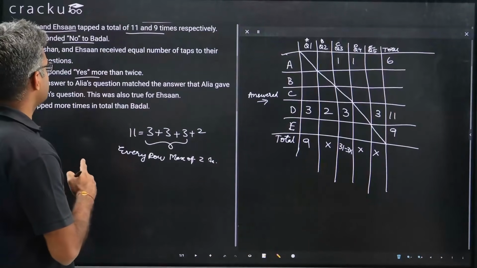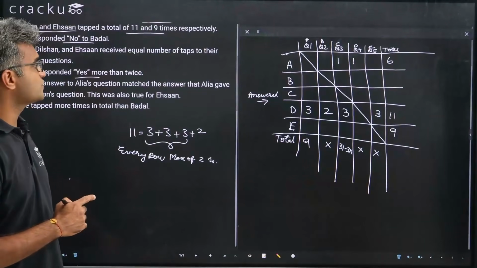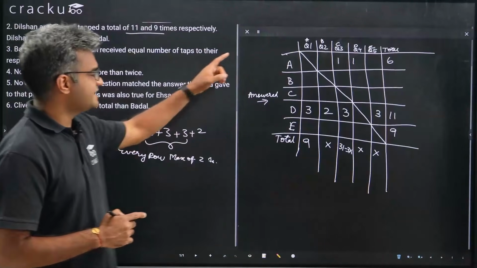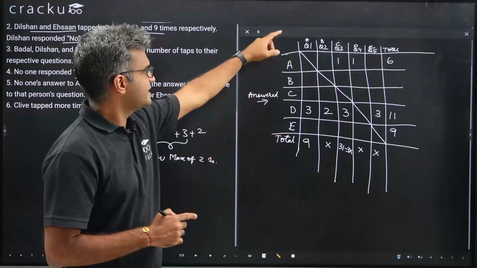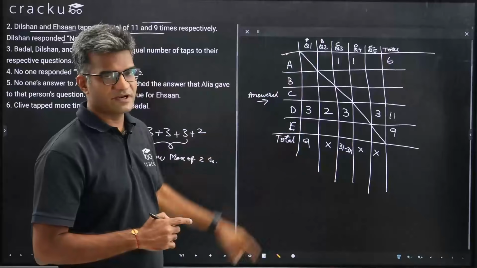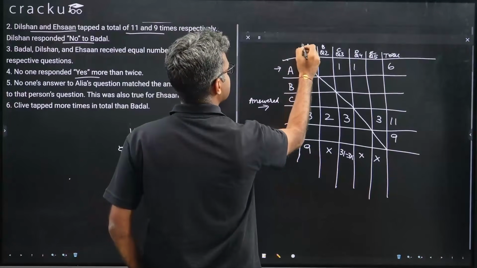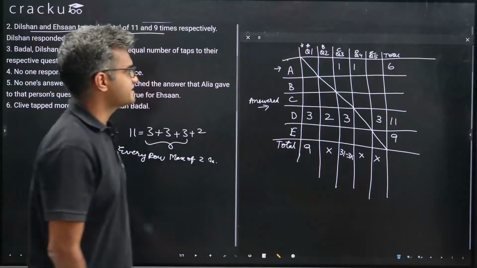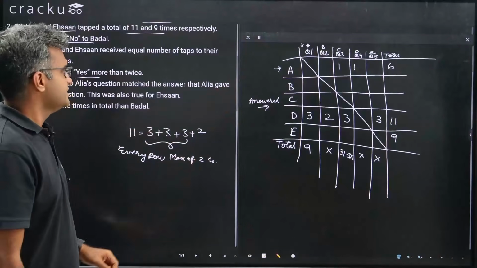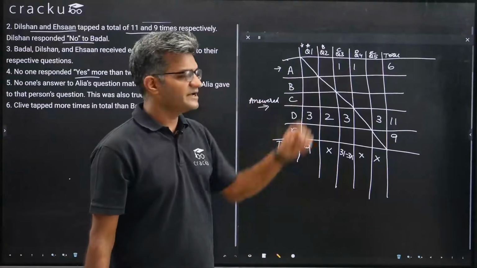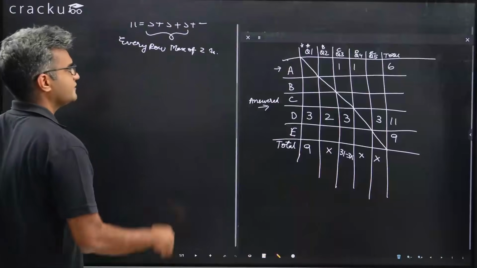No one's answer to Alia's question matched the answer that Alia gave to that person's question. This is also true for Hassan. So if you can actually identify the answers that Alia gave, then we will have some idea about the answers that people gave to Alia. Because this row and this column, there is nothing which is matching. So probably we'll try to figure that out. For example, if you're looking at the answers given by Alia, we know that the total taps Alia made is 6, out of which there are 2 ones. So what is the possibility of the remaining 2?